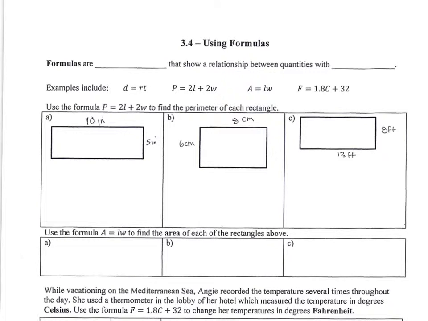This lesson is about formulas. Formulas are equations, so they have equal signs that show a relationship between quantities with variables. So today we're going to go over 4 different equations.